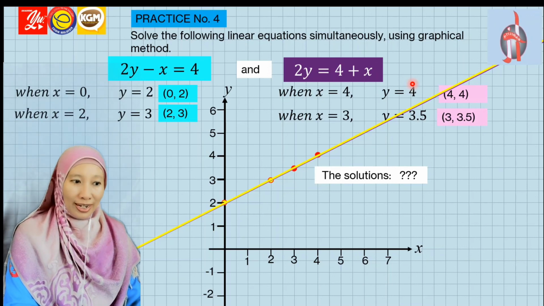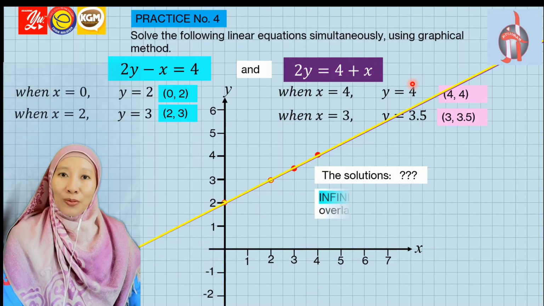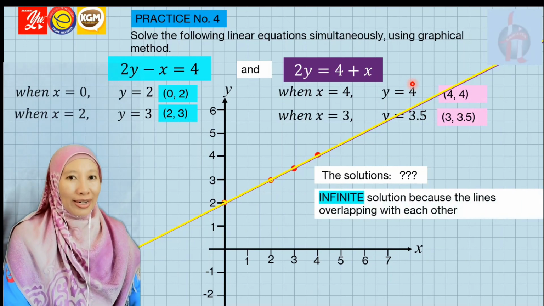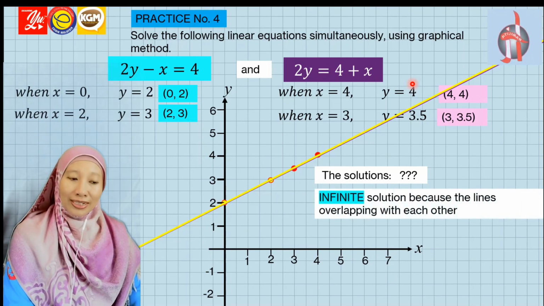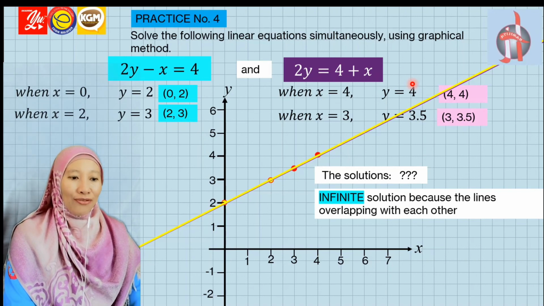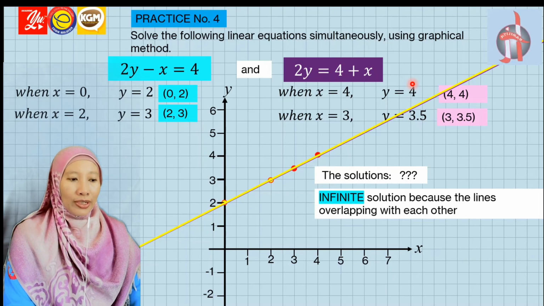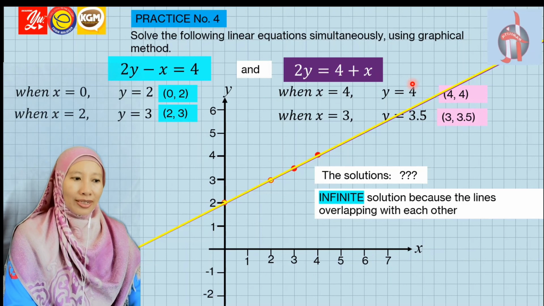When we prolong the line, you'll find that they are overlapping with each other. So when this case happens, it means that the solution is infinite. We get infinite solutions because the lines overlap with each other. At all times they are the same, at all times the points of coordinates satisfy both equations. They are the same actually.